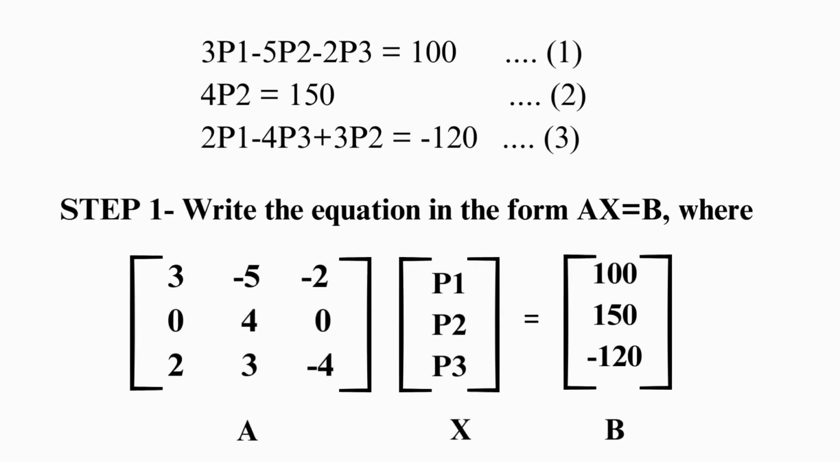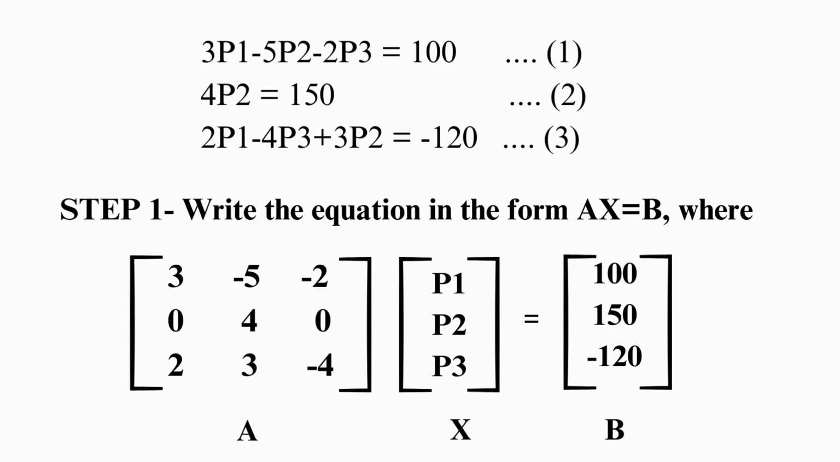For solving by Cramer's rule, 3 times 3 equations, consider an equation with 3 variables P1, P2, and P3. So the first equation is 3P1 minus 5P2 minus 2P3 equal to 100. The second equation is 4P2 equal to 150. The third equation is 2P1 minus 4P3 plus 3P2 equal to negative 120.